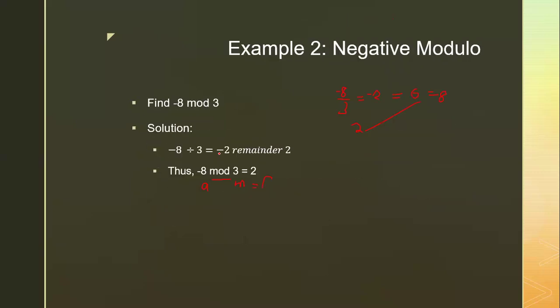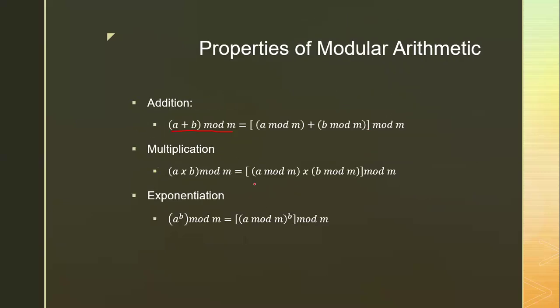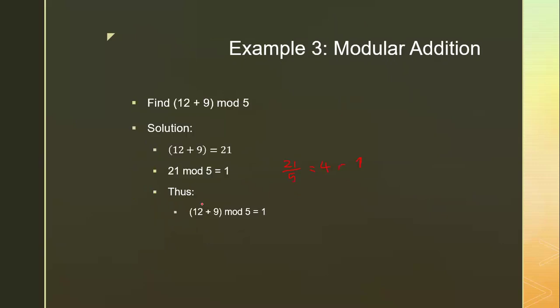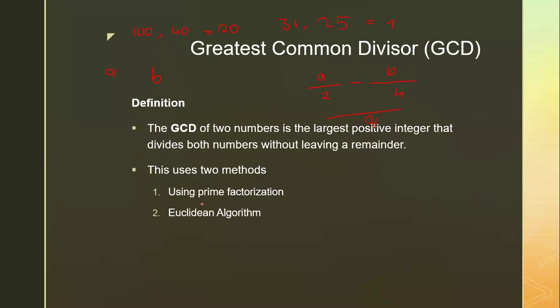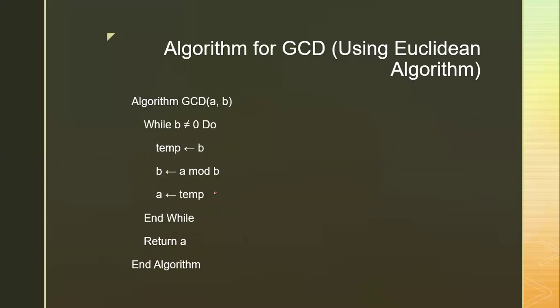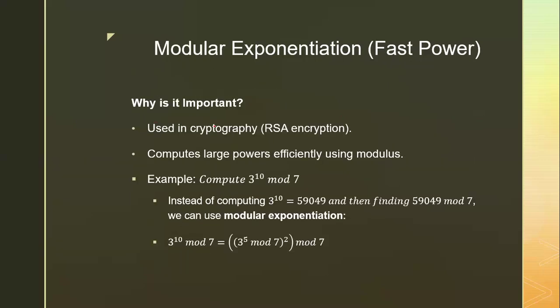We talked about this guy here. We talked about multiplication. We also talked about addition, but we also talked about exponentiation as well. And we also talked about the Euclidean algorithm and prime factorization using the GCD. But then all this is actually leading to something that we like to call RSA encryption, which is cryptography.